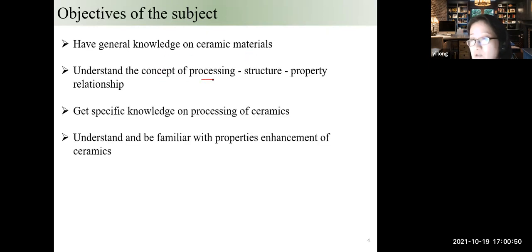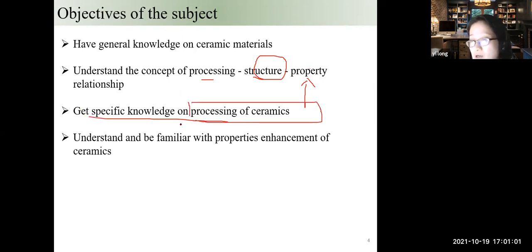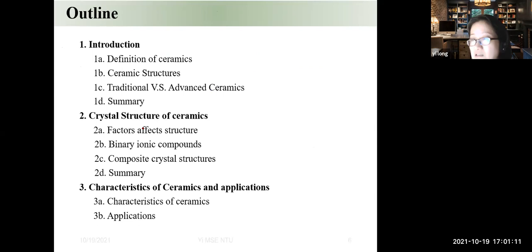Okay, and so you can see these are the general requirements. I have the general knowledge of the ceramic materials. So we learn process, we learn structure, right? Property, we're going to learn next week. And specific knowledge on processing. We spend a lot of time explaining the processing, and how we can enhance the properties by using different processes and by enhancing its microstructures. And this is the first week, so this one is not required. The characteristics of ceramics and applications are not required.